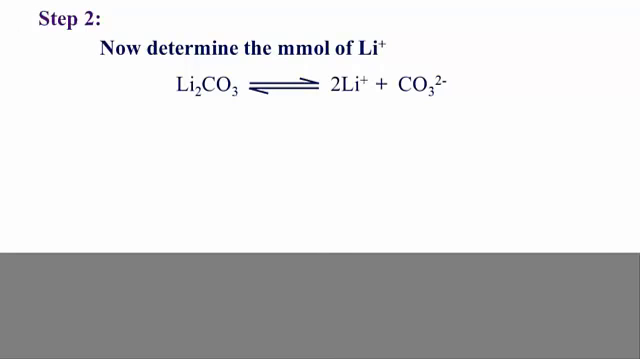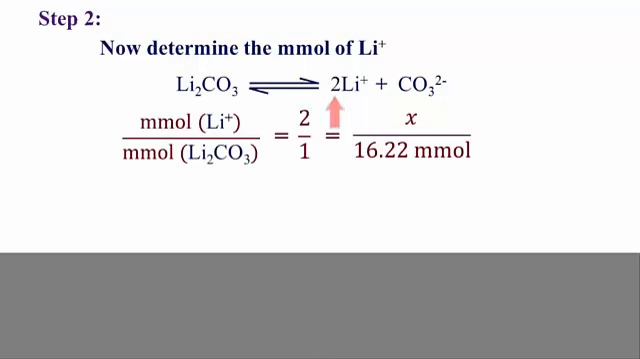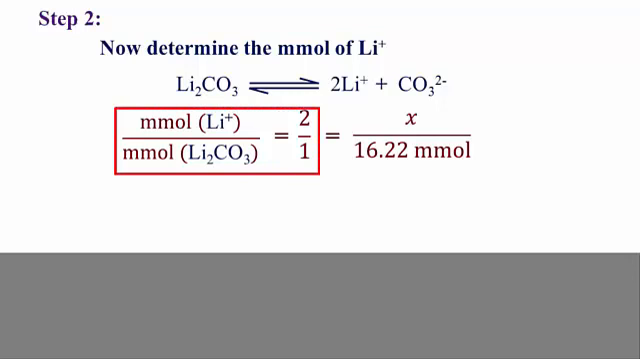So we need to set up our stoichiometric equation as follows. You have lithium carbonate, which dissociates into 2 lithium ions and a carbonate anion. What that means is that the ratio of the millimoles of lithium ion to millimoles of lithium carbonate is 2 to 1. The 2 comes from the coefficient in front of the lithium ion.